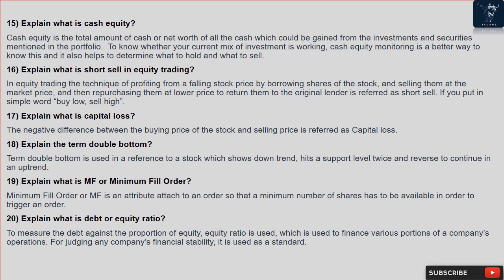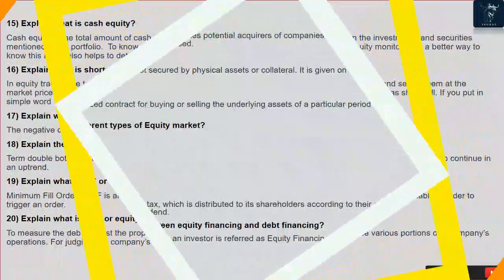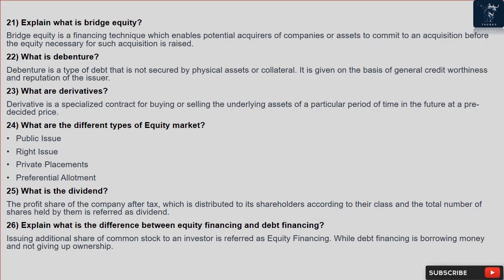20. Explain what is debt or equity ratio. To measure the debt against the proportion of equity, the equity ratio is used, which is used to finance various portions of a company's operations. For judging any company's financial stability, it is used as a standard. 21. Explain what is bridge equity. Bridge equity is a financing technique which enables potential acquirers of companies or assets to commit to an acquisition before the equity necessary for such acquisition is raised.